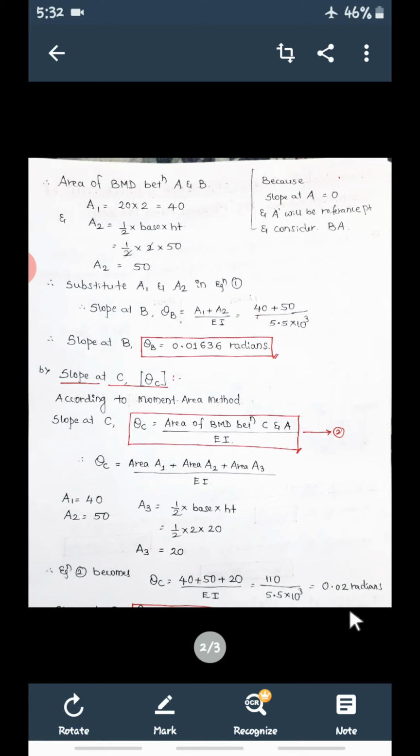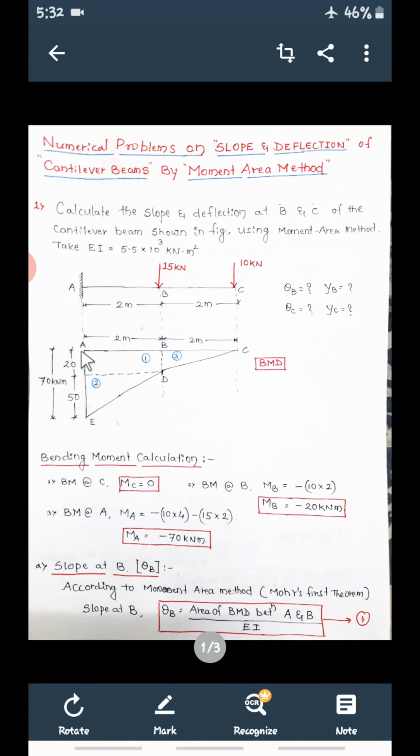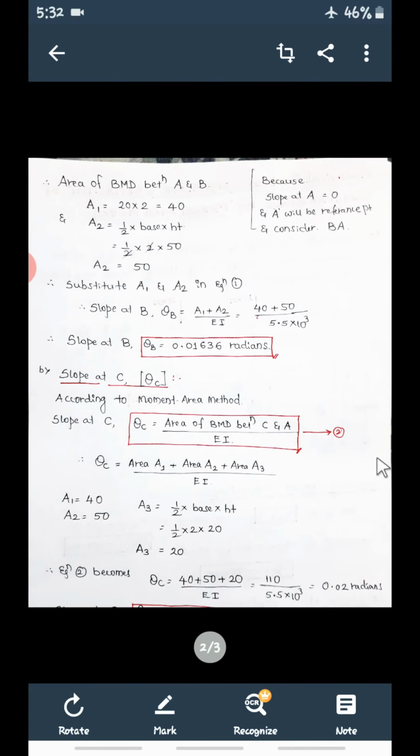So theta C, the rotation or slope at C, is equal to 0.02 radians. So this is the slope at B and the slope at C. For the slope at B, you consider the area between B and A. For the slope at C, you consider the area between C and A. For B, it is area 1 plus area 2 divided by EI, and for theta C, it is area 1 plus 2 plus 3 divided by EI. Okay, so this is slope.